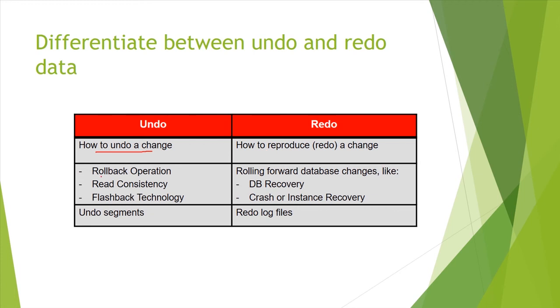The undo data is used for rollback operations, for read consistency, and for flashback technology, as we discussed in the previous slide, while the redo data is used for database recovery and for crash or instance recovery. The undo data is stored in the undo segments within the undo tablespace, while redo data is stored in the redo log files, and if you enable archiving, it is also stored in the archive log files.